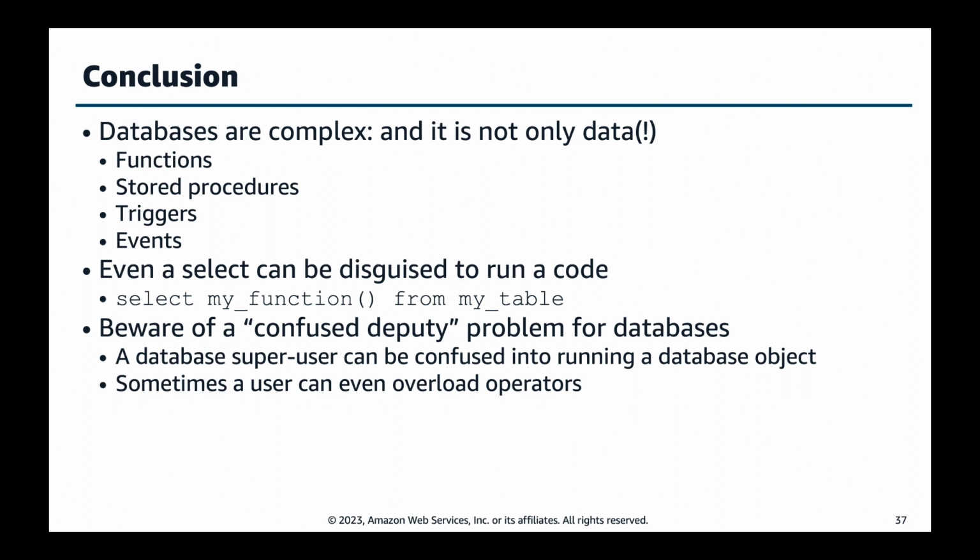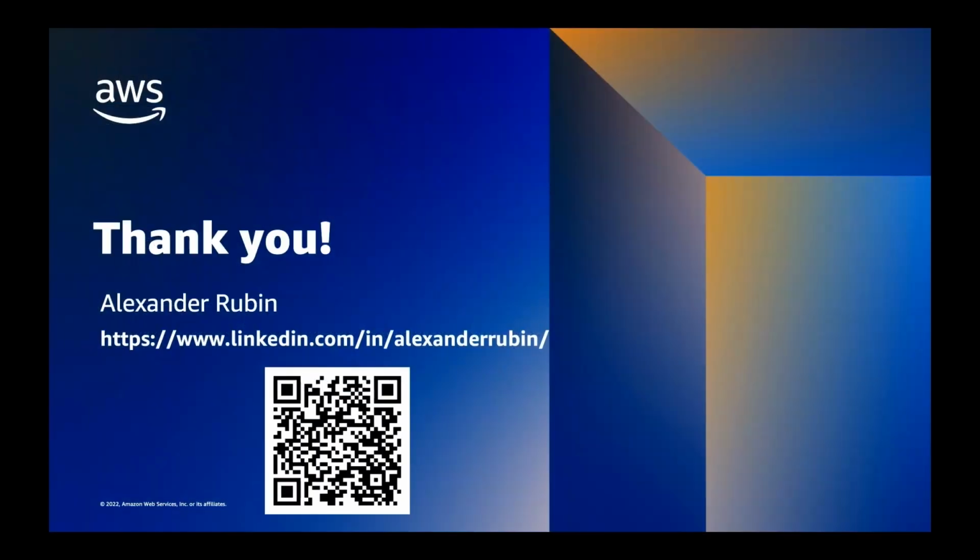And then finally, there is a confused deputy problem for databases. Usually we think about the confused deputy problem as being about access control rights and operating systems, but this problem exists for databases as well. So a database superuser can be confused into running an action and give the unprivileged user additional privileges. And PostgreSQL can overload all the things, including the operators. All right, I think that's all.